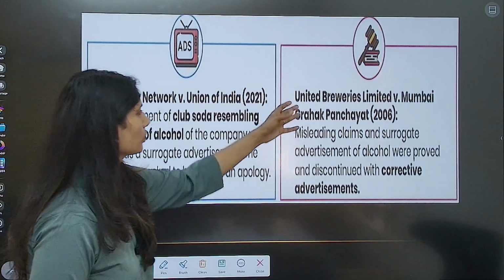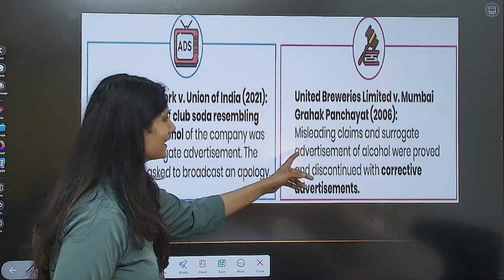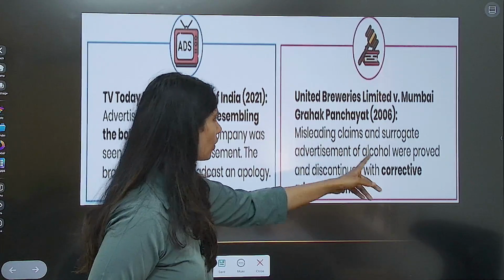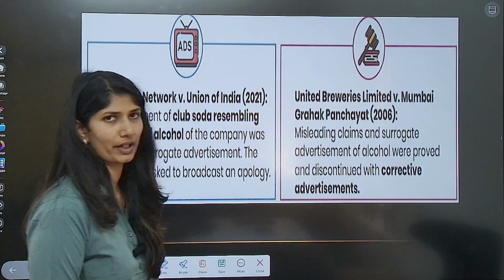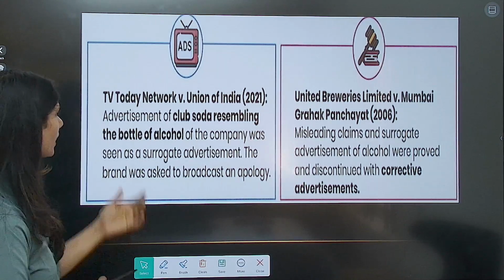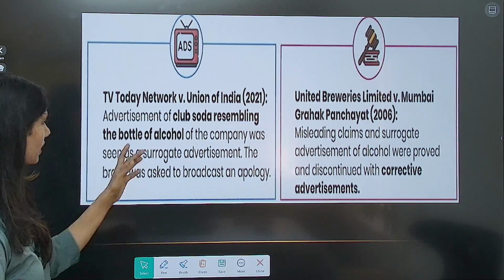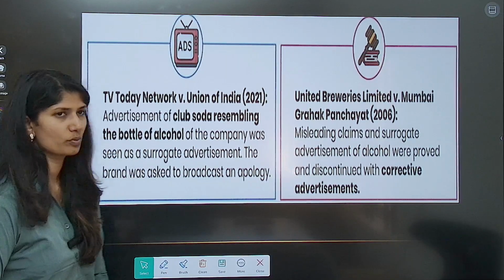Look at this with respect to United Breweries Limited versus Mumbai Grahak Panchayat. Misleading claims and surrogate advertisements of alcohol were proved and discontinued with corrective advertisements. In the TV Today Network versus Union of India case, 2021, an advertisement of club soda resembling the bottle of alcohol of the company was seen as surrogate advertisement, and the brand was asked to broadcast an apology.